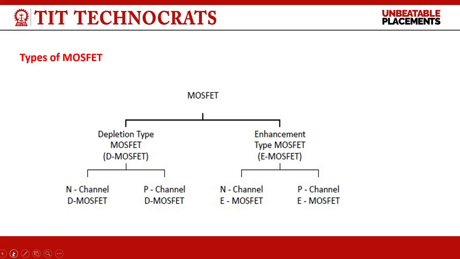These are the types of MOSFET. The first one is depletion type, which is symbolized as D MOSFET. The second one is enhancement type, which is symbolized as E MOSFET. The depletion type can be further divided into two parts, that is N channel D MOSFET and P channel D MOSFET, and the enhancement type is further divided into N channel E MOSFET and P channel E MOSFET.